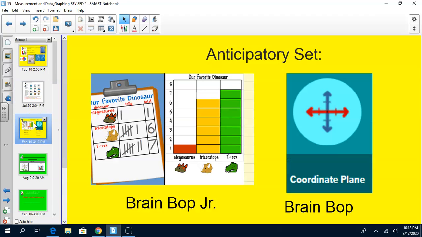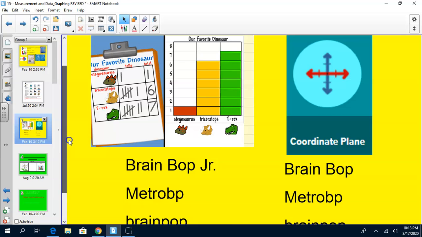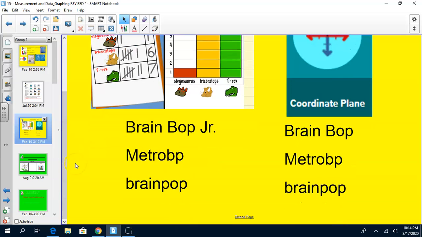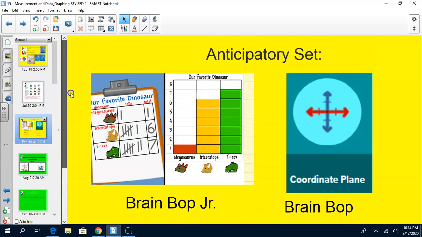Now, if you want to pause this and then go into BrainPop Junior, which is a different website, you're going to type in the username, which is MetroBP, with the password of BrainPop. You want to search bar graphs or graphing, and you will come up with this picture that you see here. It's going to be a short video about graphing. It'll give us some more information about that, and that'll be considered what's called our anticipatory set.